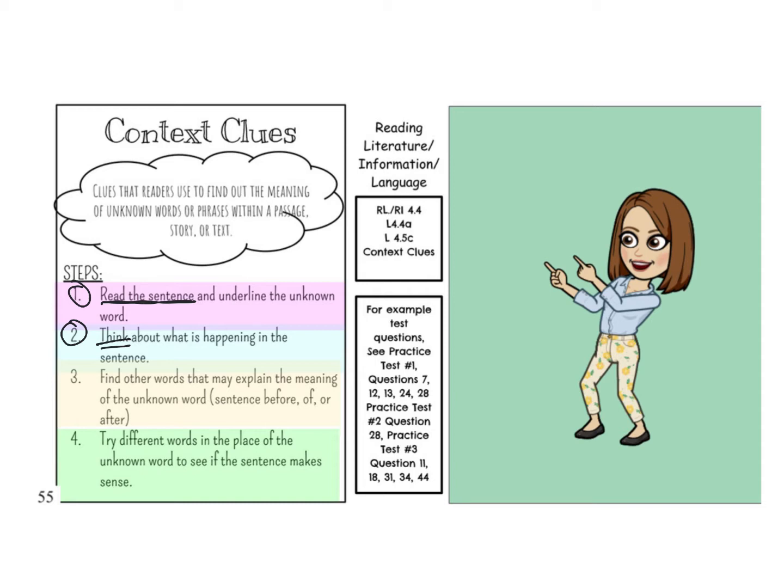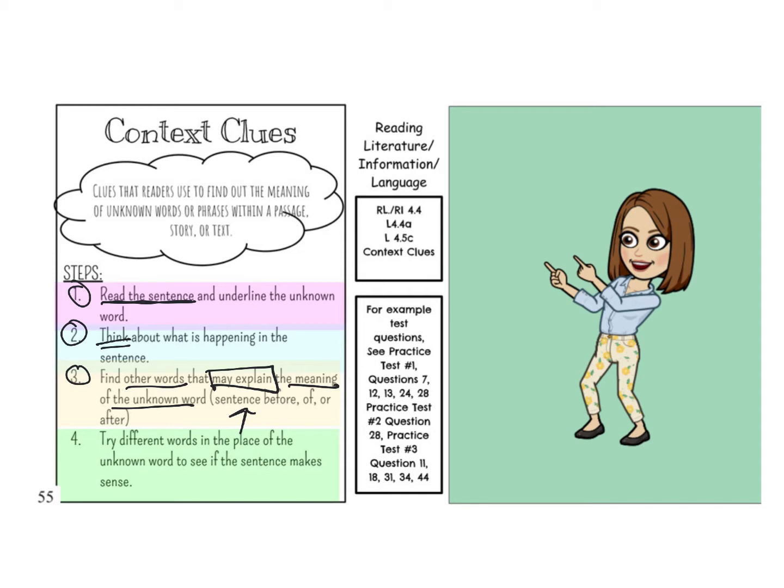What's happening in the story? Step 3, find other words that might explain the meaning of the unknown word. I see something important. Other words. It might be a sentence before, in the sentence, or the sentence after. So I'm noticing step 3 tells me sometimes my context clues might be found around the word I do not know. It might be inside the word. It might be before, or it might be after.